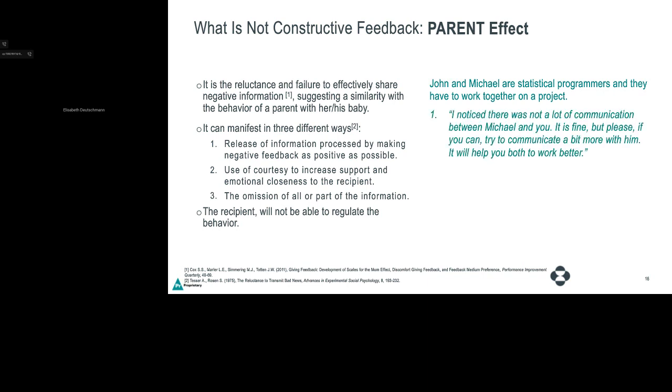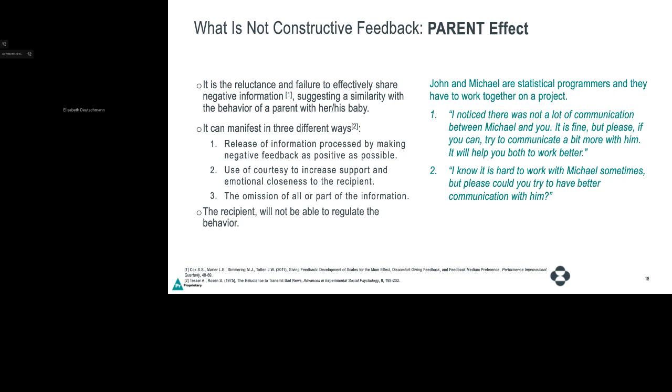In this case, the feedback is made as positive as possible. In the second one, the courtesy is used. "I know it is hard to work with Michael sometimes, but please, could you try to have better communication with him?"